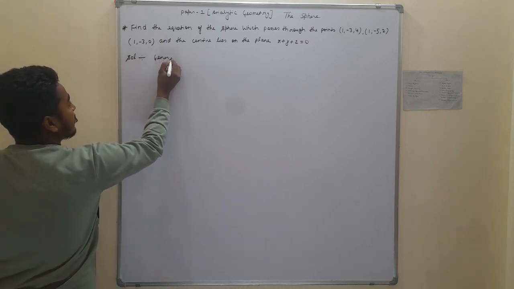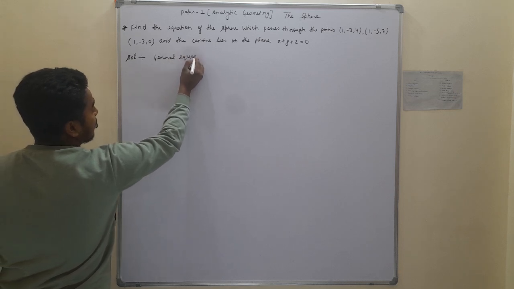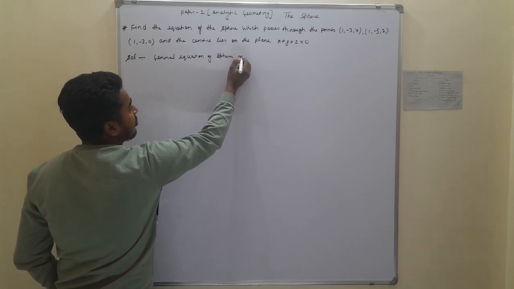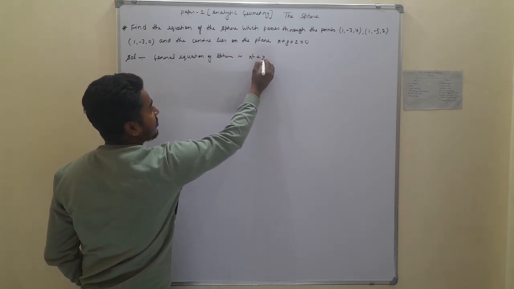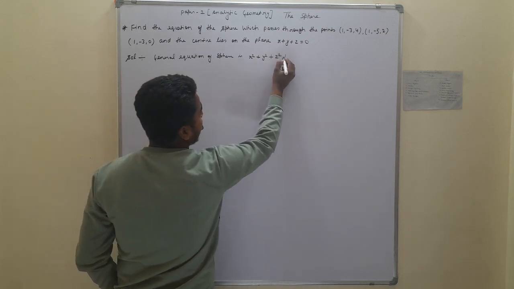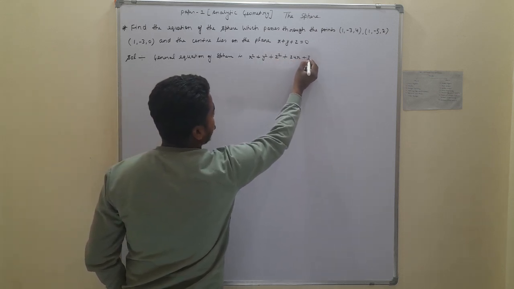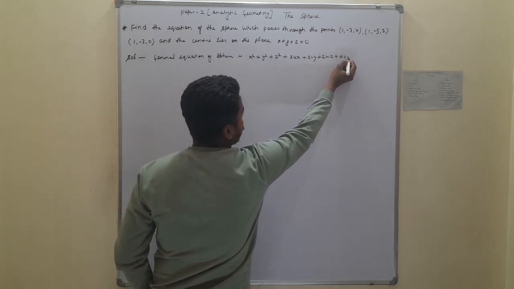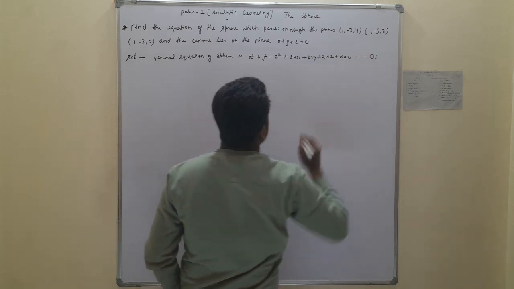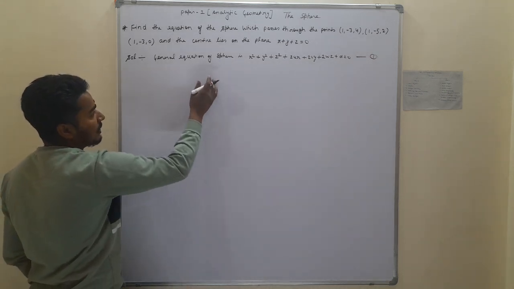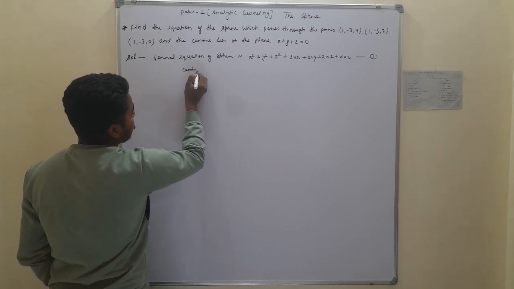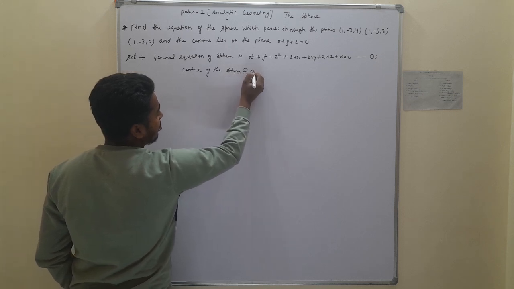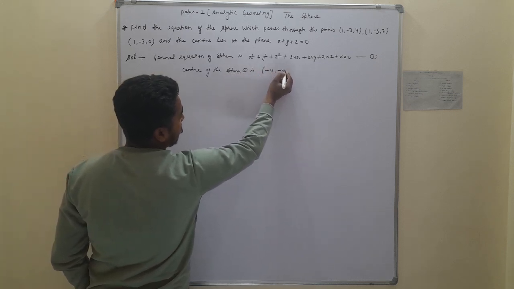The general equation of a sphere is x² + y² + z² + 2ux + 2vy + 2wz + d = 0. Let this be equation 1. The center of sphere 1 is (-u, -v, -w).